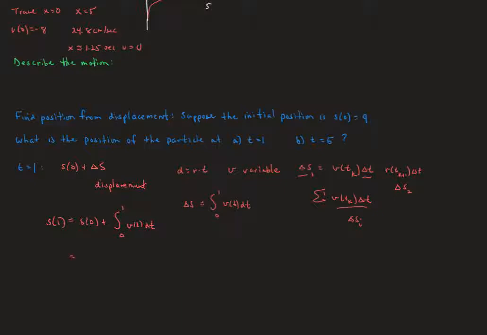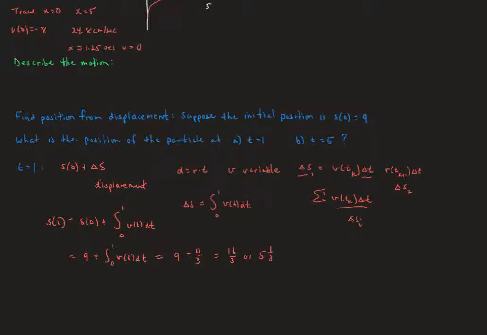And since we were told that s of 0 is 9, we'll get 9 plus, and we could do this one by hand, but just in the interest of expediency here, we can go ahead and throw that on your calculator. And I believe because our velocity was negative over that interval, you're going to get 9, and then that'll be minus 11 thirds. And so that's going to be 16 thirds or 5 1/3.